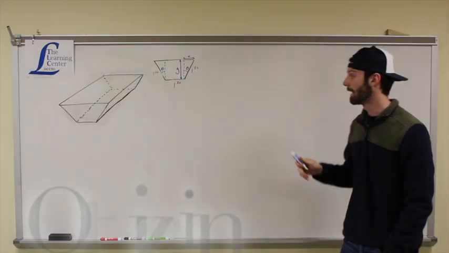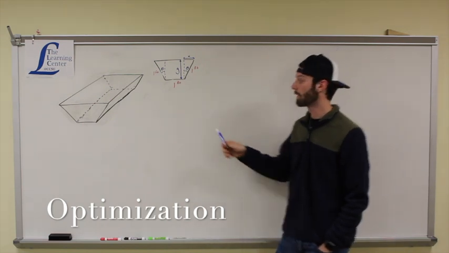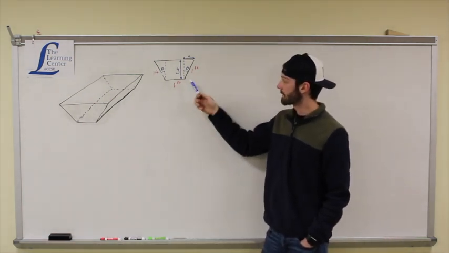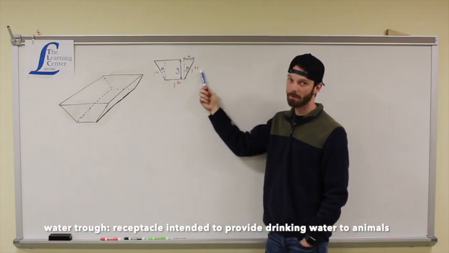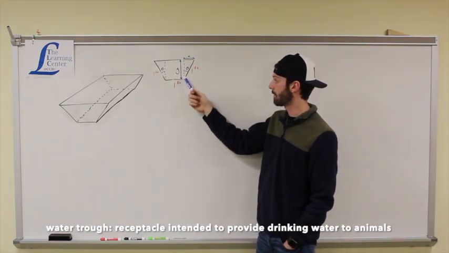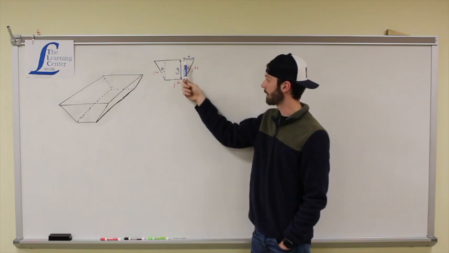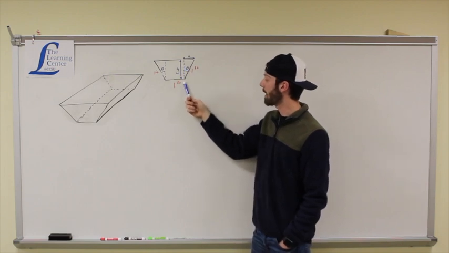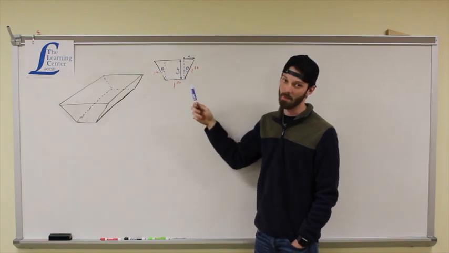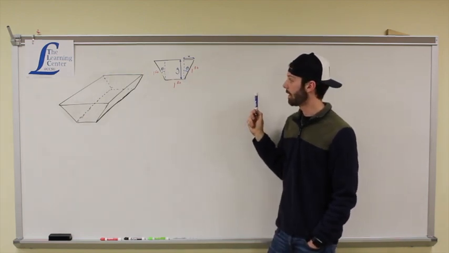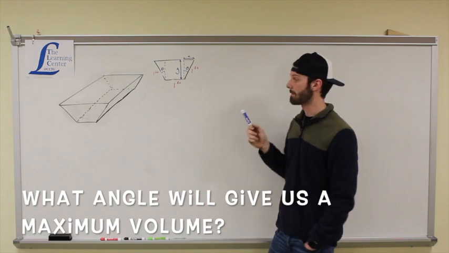The next problem we're going to solve is an optimization problem. We're given this water trough. This is a cross section of the water trough. We can see that the dimensions of each side are 1 foot and the bottom is 1 foot, and it has some angle theta that goes from a perpendicular line from the bottom to the sides of the trough. Theta is the same on both sides. So the question is, what angle theta will give us the maximum volume?